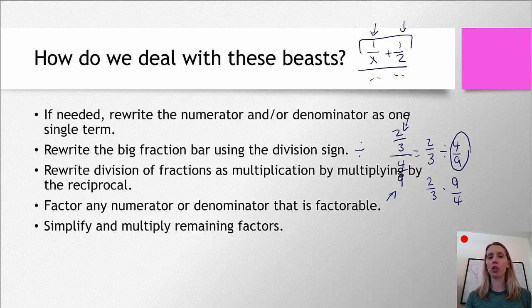So for example, 2 and 4 are both divisible by 2. 2 goes into itself once, it goes into 4 twice. 3 and 9 are both divisible by 3. 3 goes into itself once and it goes into 9 3 times. Multiply straight across and we get 3/2 as our simplified answer of 2/3 divided by 4/9.